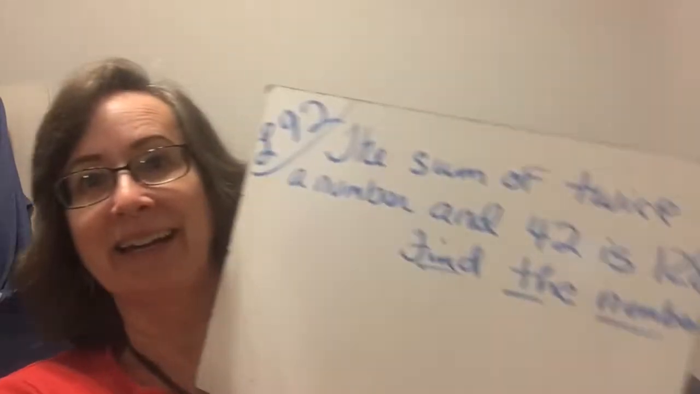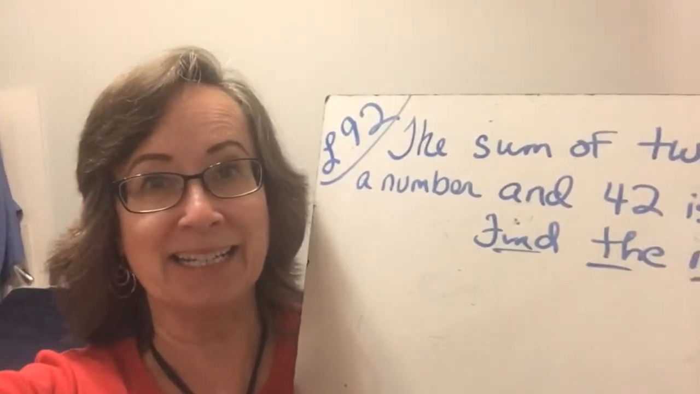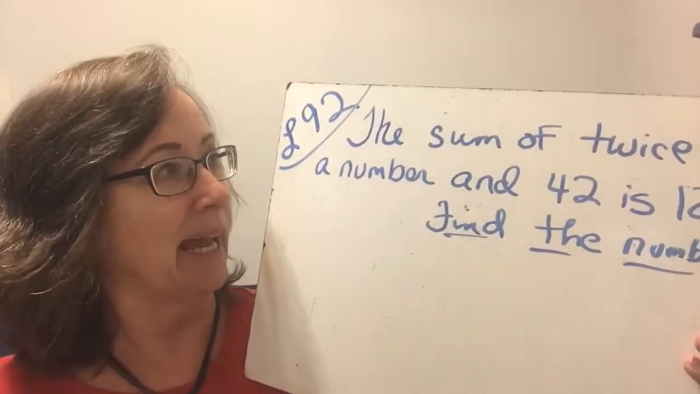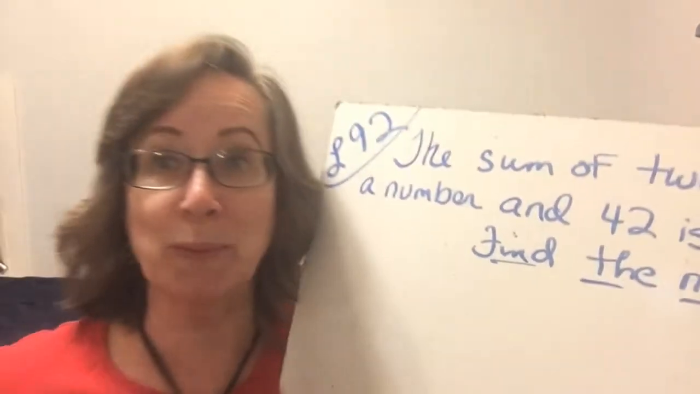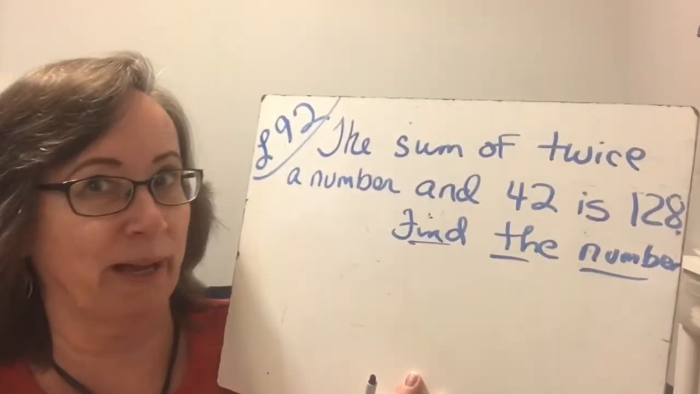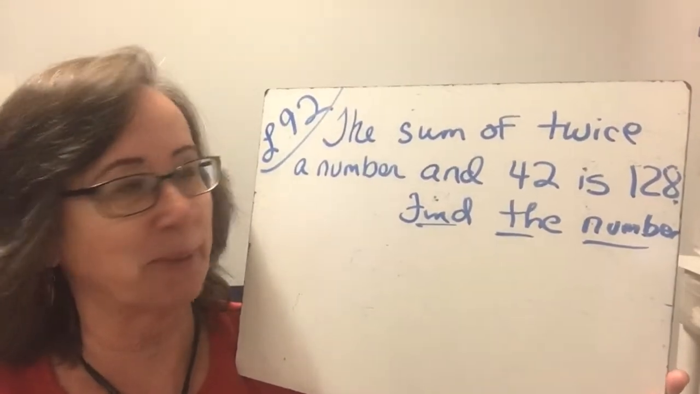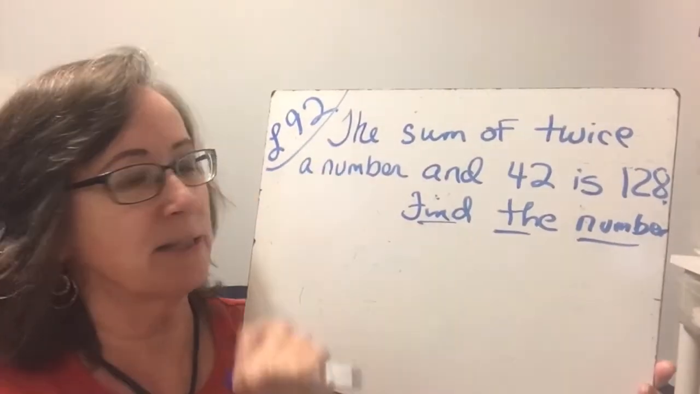And we are here with lesson 92 in your Saxon Blue Book, and it is all about word problems. And so we're going to have to represent our word problem with an equation. And then solving the equation will be very simple. Okay, so we're going to start with this one.